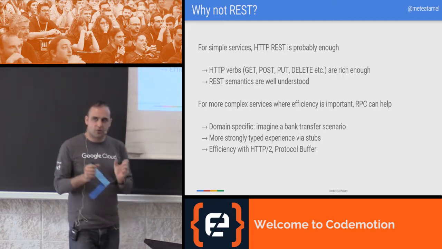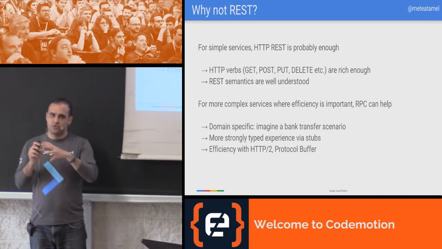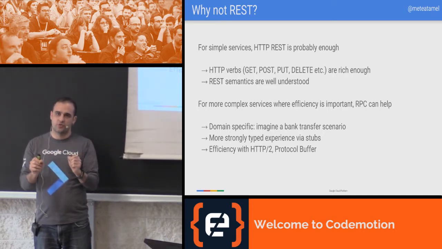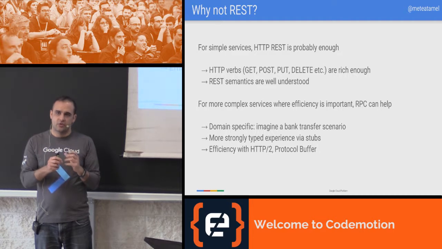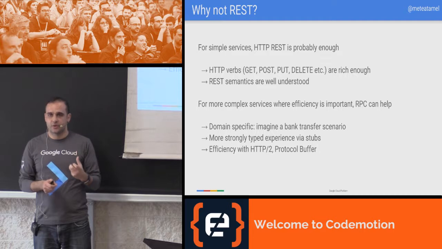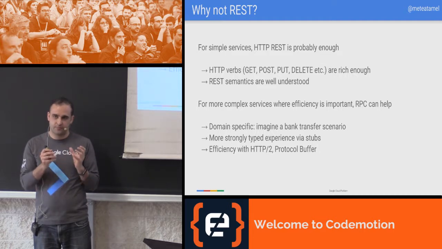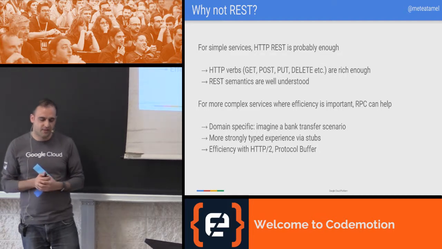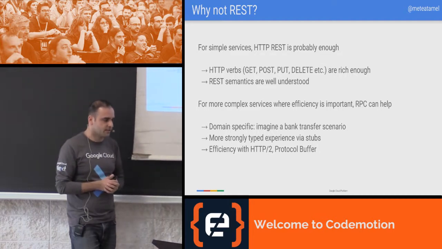gRPC also allows you to have strongly typed objects. You define your service and you generate code for the server and the client. That way you are dealing with actual strongly typed objects. You're not dealing with HTTP calls. You're dealing with the bank service, calling a method on the bank service. So everything is strongly typed, and I think that makes development much easier.